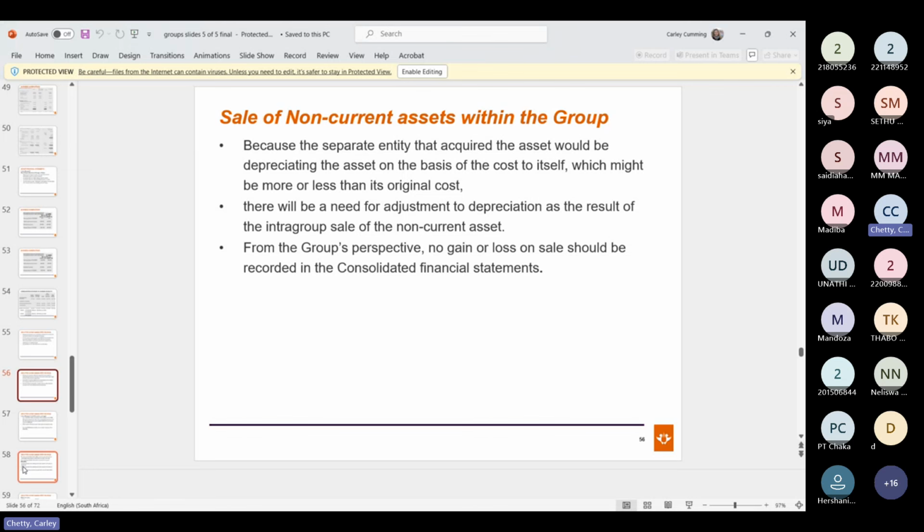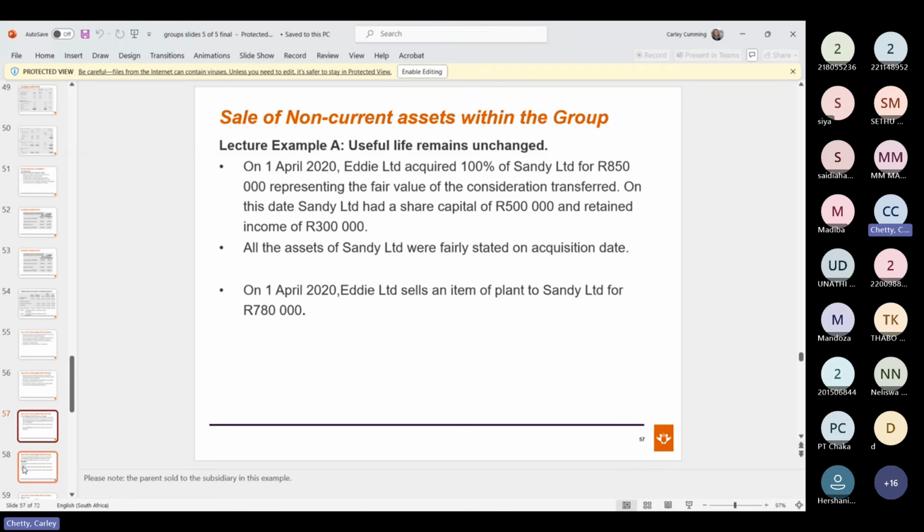So it is fine to have profit for this intragroup sale in the separate financial statements, but on consolidation, these two companies are seen as one company. Therefore, we need to strip out any profits. Okay. So here we have an example, this is example A. On 1 April 2020, Eddie acquired 100% of Sandy for 850,000, representing the fair value of the consideration transferred. On this date, Sandy had a share capital of 500,000 and retained income of 300,000. All the assets of Sandy were fairly stated on acquisition date.